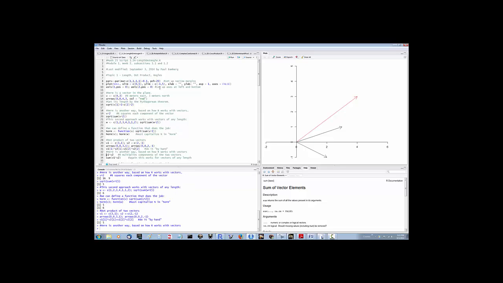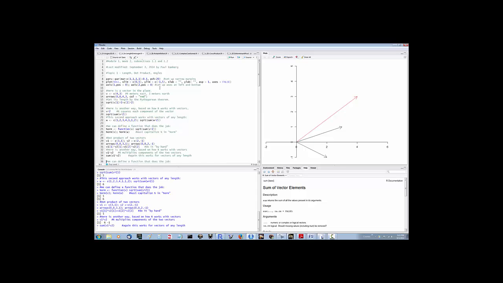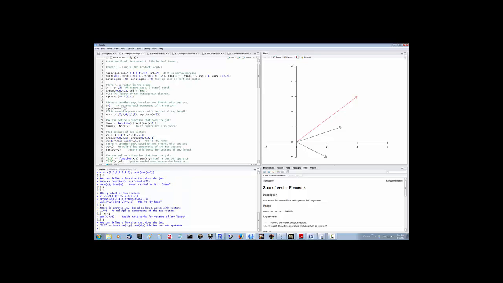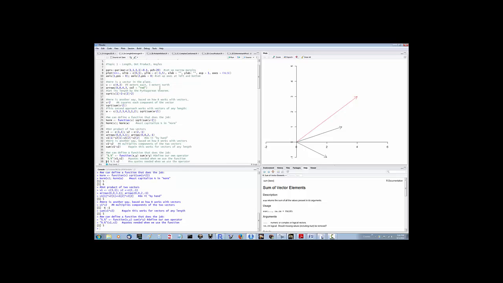But of course, R is happy to do that automatically if you just ask for v1 times v2. It multiplies them component by component, and sum adds them up. So we have a way of doing the dot product for vectors of arbitrary length. Let's define a function to do this. %.% seems the most natural choice, and it's just the sum of x times y. I can use that function with the quotation marks around it as if it were a function like f, and it gives me the answer 5.